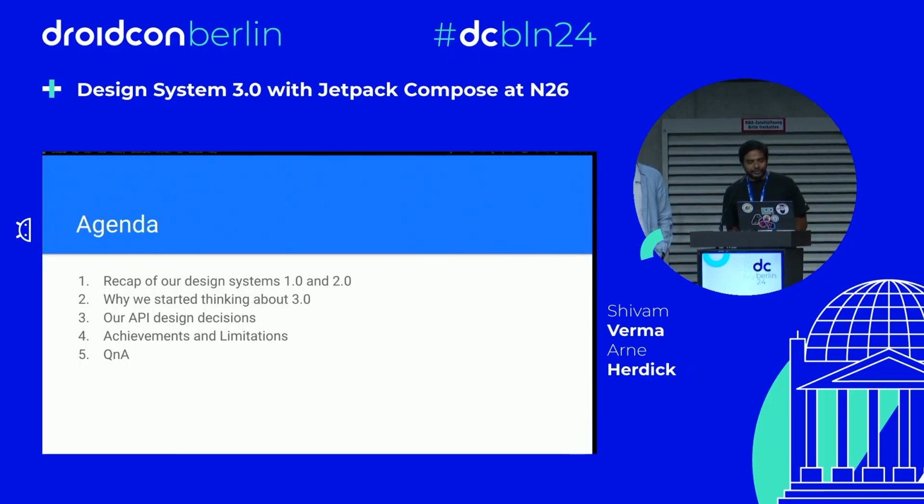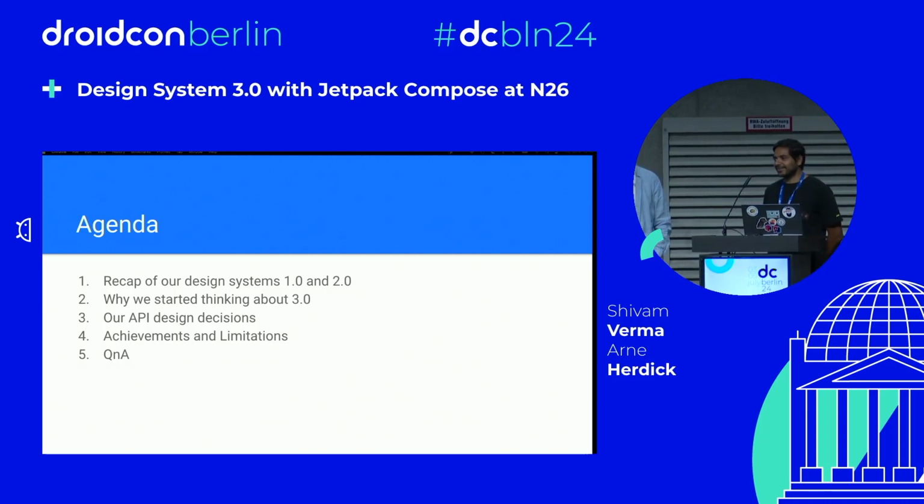This is our agenda for today. We'll do a quick recap of what we think of as design systems 1.0 and 2.0. Why we started thinking of design system 3.0, how we started migrating it, what were some of the API design decisions we made. Finally, we'll talk about what it did for us, what were the achievements, what are the limitations of the approach we took, and if time permits, we can have a short Q&A.